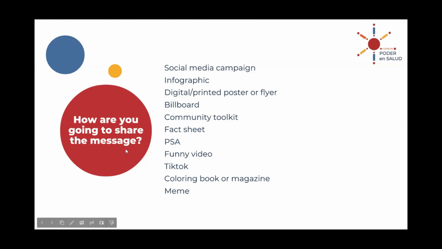So how are you going to share the message? These are some of the kinds of messaging products you can have. You can have a social media campaign, an infographic, and there are strategies online on how to create an infographic. You could do a poster or a flyer. Now, again, remember that you create a product, but that's not the campaign. The campaign contains all of these sort of things. You're planning and preparing. You also have to make a plan for how you're going to distribute it, how you're going to get that message out.